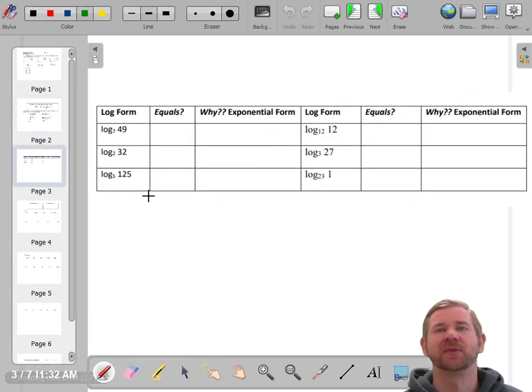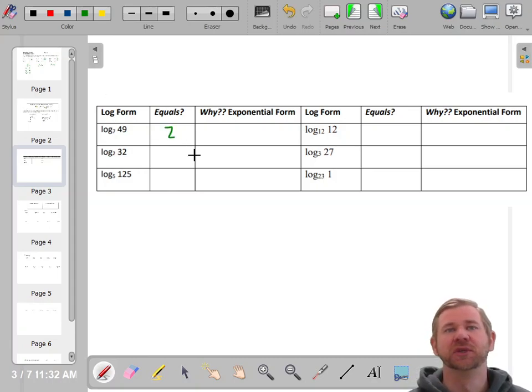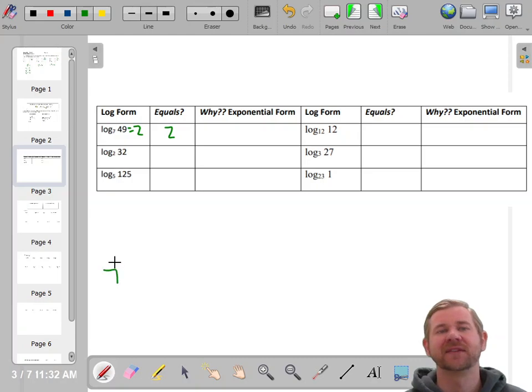So let's rewrite a couple of these. This says the base 7 log of 49. That's 2. Why does this equal 2? Because 7 to the second is 49. So the base 7 log of 49 is 2 because 7 to the second is 49. And I'm asking, what's the exponent?